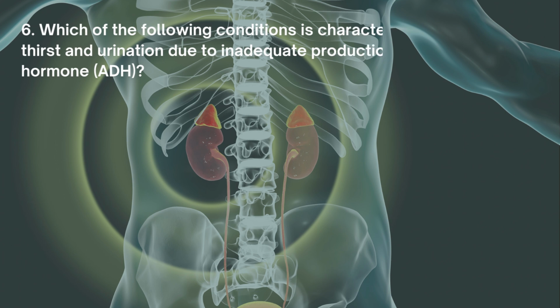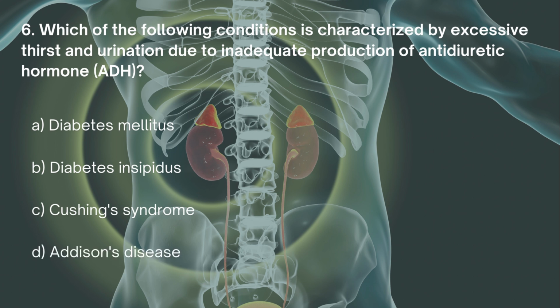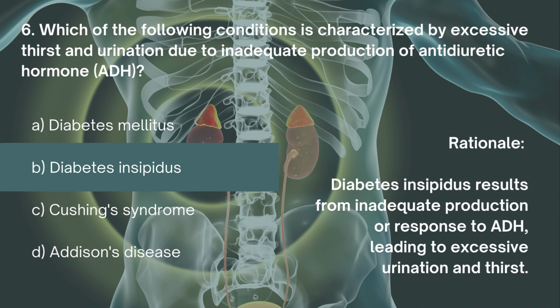6. Which of the following conditions is characterized by excessive thirst and urination due to inadequate production of antidiuretic hormone, ADH? A. Diabetes mellitus. B. Diabetes insipidus. C. Cushing's syndrome. D. Addison's disease. Rationale: Diabetes insipidus results from inadequate production or response to ADH, leading to excessive urination and thirst.